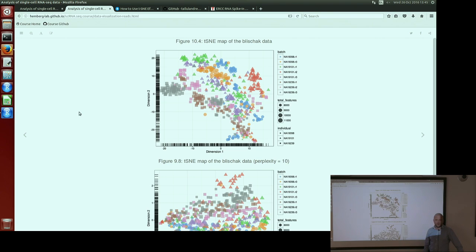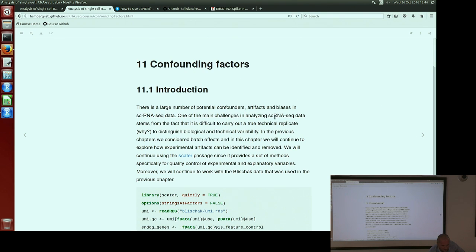There are actually other features, other methods in Scater, for example, diffusion maps. We only show PCA and t-SNE, but you can explore the package, and there are more methods to visualize your data set. So the next chapter, I think, is about confounding factors. And Davis is going to continue on this.